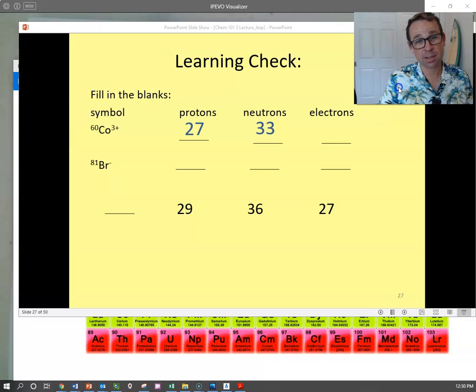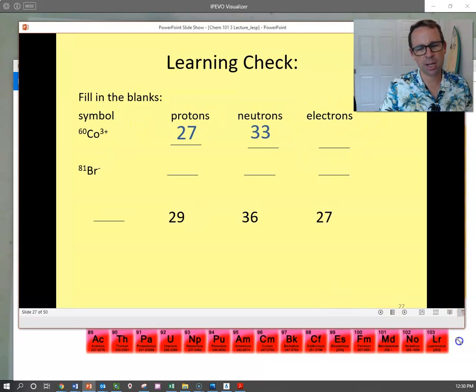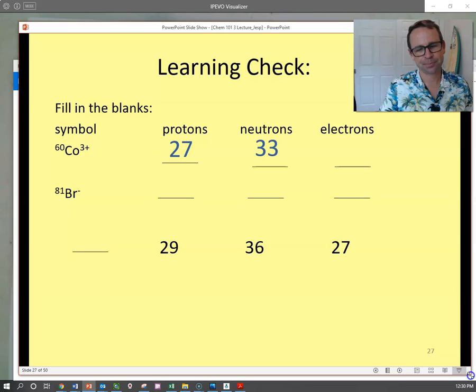Now here's the part that's a little bit new. Electrons. Before, if there was no charge, we would say the number of protons is the same as the electrons. But can you see that there's a charge on that atom? Yes. All right. So how does that plus 3 change the number of electrons? How many electrons should there be on this species? 24. Very good. 24 electrons. And that's the hard part. So excellent job. All right, let's try the next one.